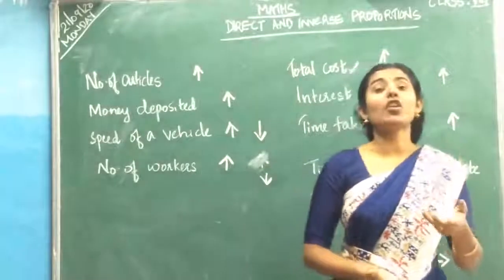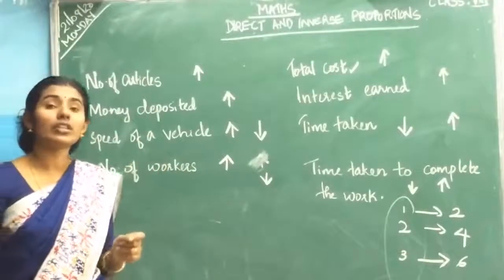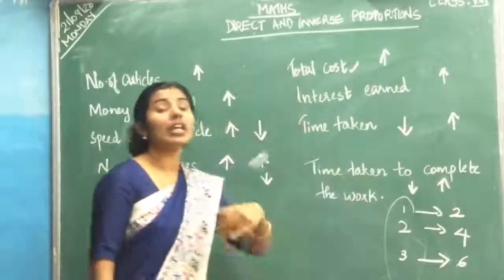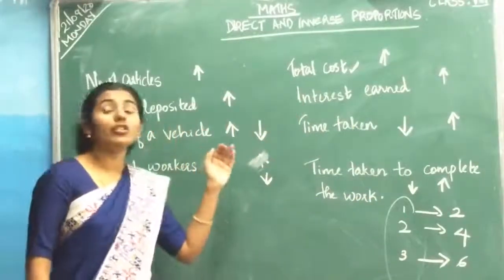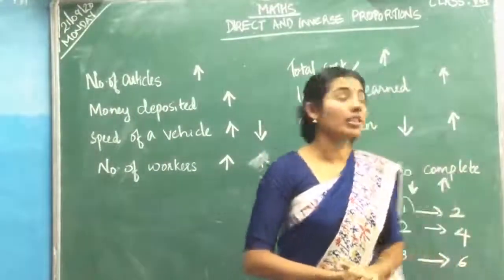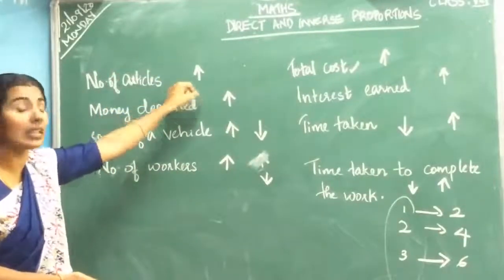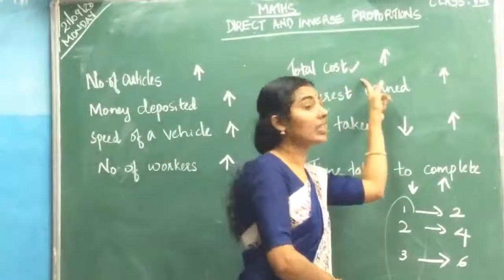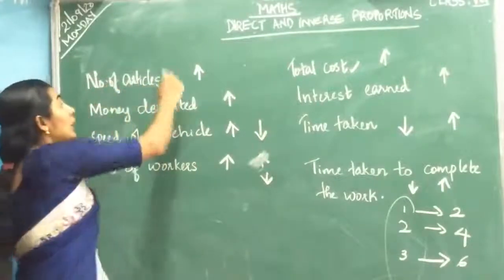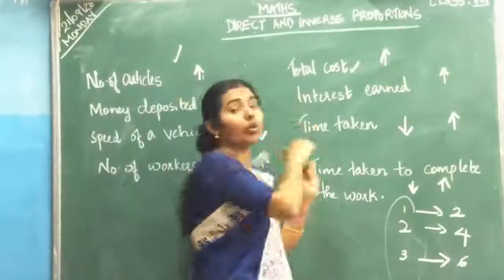So what you will get? If you are changing any quantity, that will affect the other quantity. So variation in one quantity makes changes in another quantity. See here, when you are increasing the number of articles, the total cost is increasing. That means the quantity we are taking, the number of articles, is varying, and that is affecting the cost.